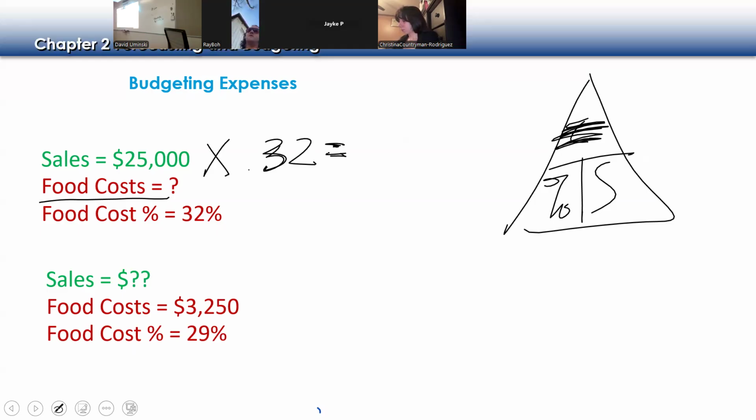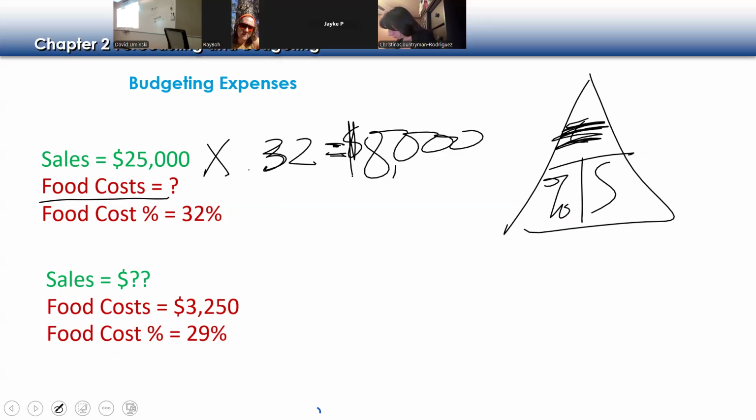What is 25,000 times 0.32? 8,000. So that tells me my budget is $8,000 for food that year or that month or that period, that week, whatever that period of time is. $8,000 is my budget. So as I start ordering things, I'm going to realize how close I am getting to my budget.